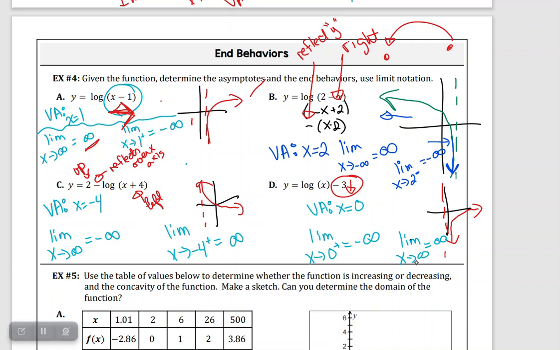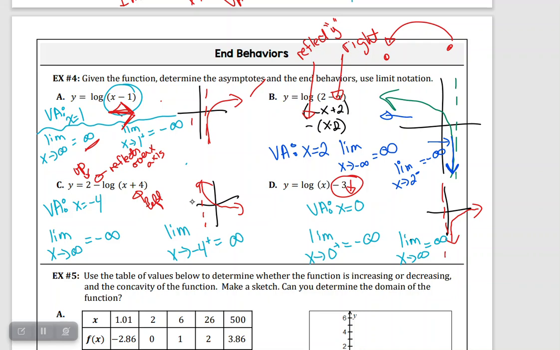As it's going to positive infinity, it is also increasing, so it's going to infinity. C has a lot going on. The 2 makes it move up. The 4 makes it shift to the left. And then this negative on the outside of the logarithm makes it reflect over the x-axis. So this graph, again, has a lot going on. It shifted up, left, and reflected, okay?